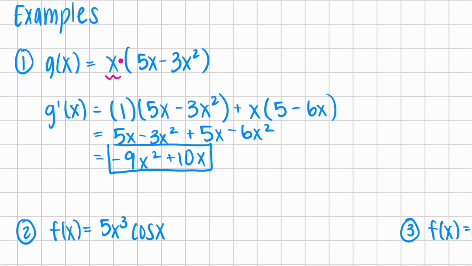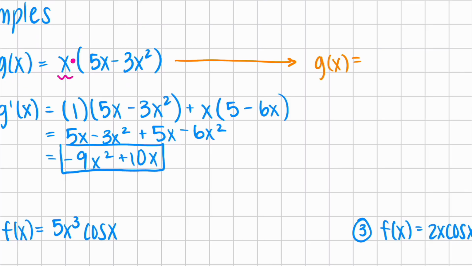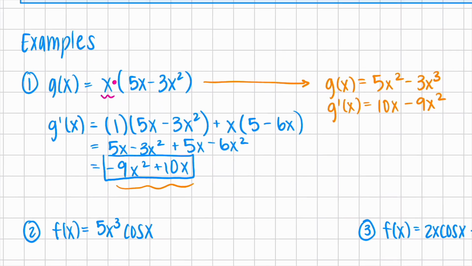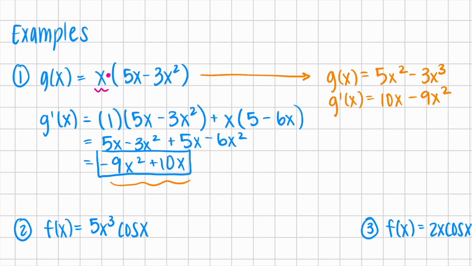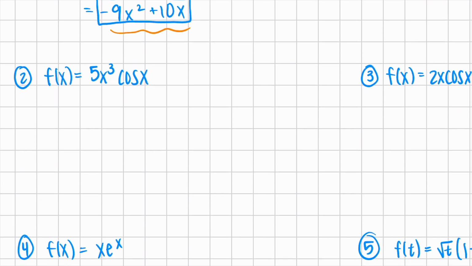Now I also want to point out that you can do this problem by starting by distributing the x. G of x is also equal to 5x squared minus 3x cubed, and you can use your power rule. So I would get 10x minus 9x squared. Notice you get the same thing. So a lot of times there are multiple ways that you can do the derivative. Sometimes it's much easier to do it one way than another, and sometimes you really need to do it one of the ways. But for this one, we could have done it either way. Let's do some more examples.